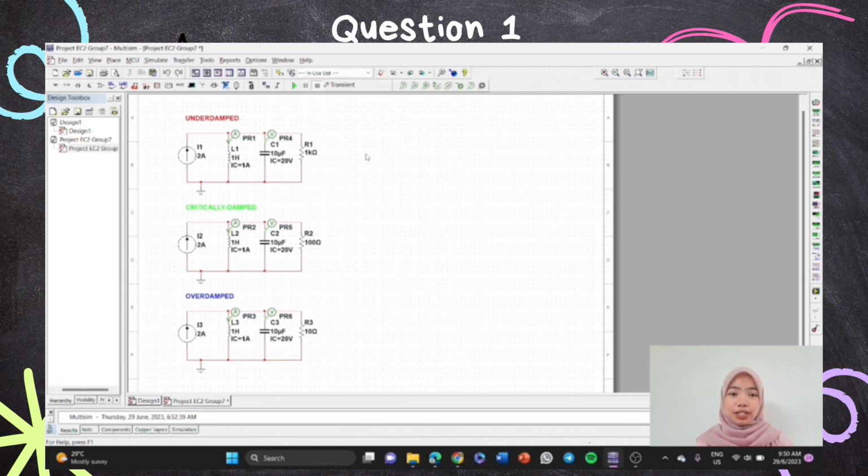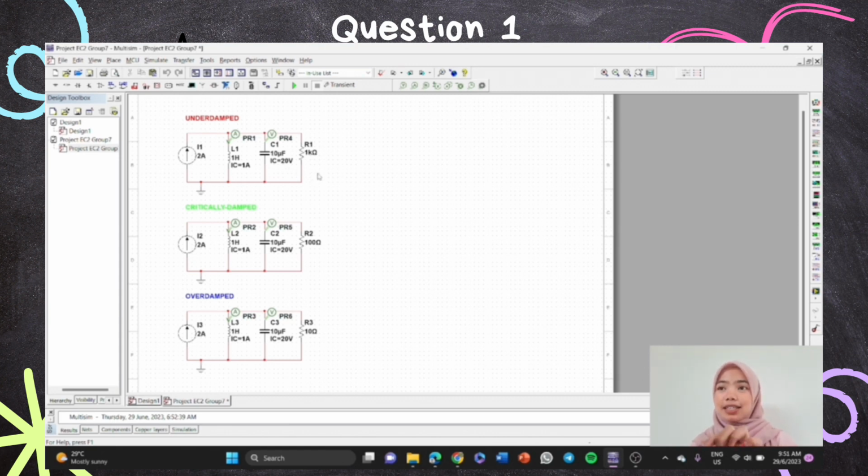Okay, in this presentation, I'm going to talk about the simulation that we need to do in this project. We are required to construct 3 circuits to simulate 3 cases of transient response, which are the underdamped, critically damped, and overdamped cases. For these 3 circuits, we use the same value of inductor and capacitor, which is inductor 1 Henry and capacitor 10 microfarad.